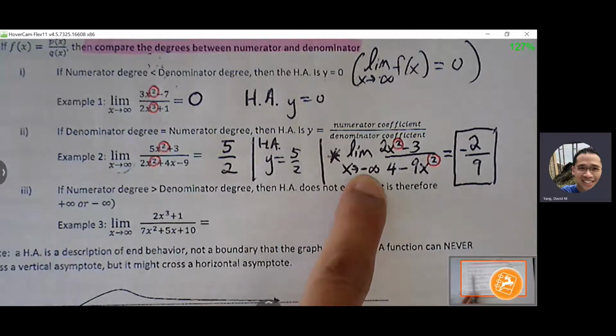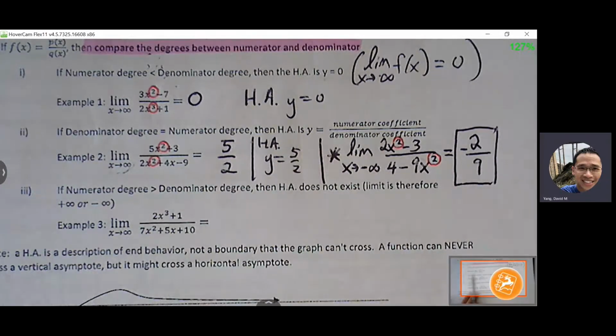Okay. We don't do anything with that negative infinity. It's going to be the same asymptote, whether we're going to the left or to the right. Okay, so don't change the sign just because you see that negative infinity there. Put a star next to that. I see some students make mistakes in the past.